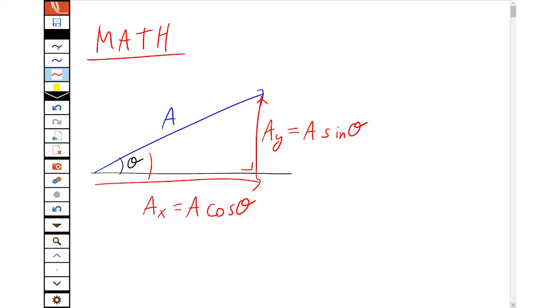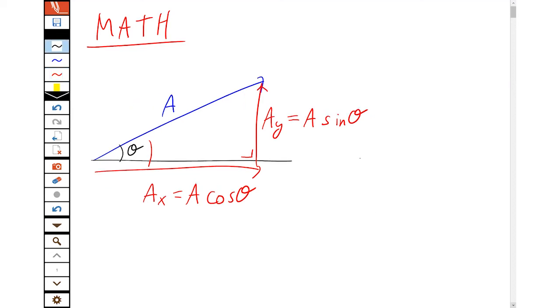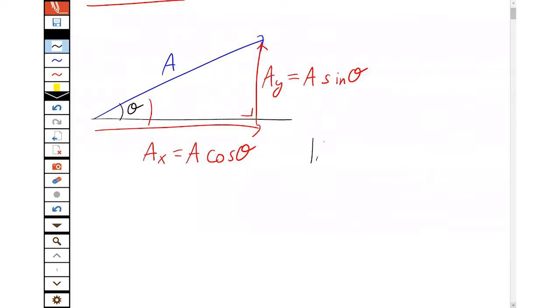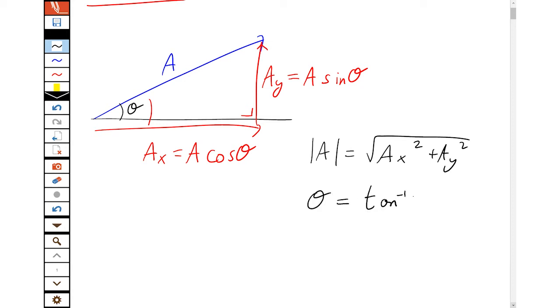And once we have these components, we can then put together any vector we want. The size of the vector is just the square root of the sum of the squares of the other two sides, horizontal and vertical. That's our friend Pythagoras. And you can find the angle from the inverse tan of the opposite side over the adjacent. And this can be used to add and subtract any number of vectors simultaneously, way faster and more powerful than fiddling around with drawing.